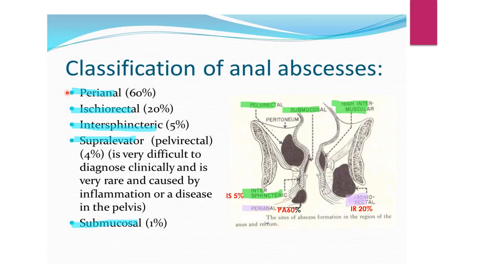This slide shows you the incidence of the various types of abscesses that we see. Okay, the perianal abscess or the superficial abscess is about 60% of the cases, whereas ischiorectal abscess contributes 20%, and together they form 80% of the abscesses. The others are the intersphincteric 5%, supralevator 4%, and submucous 1%. Okay, this is shown in this diagram clearly here. The superficial abscess or perianal abscess 60%, the ischiorectal abscess 20%, and your intersphincteric abscess here is 5%.